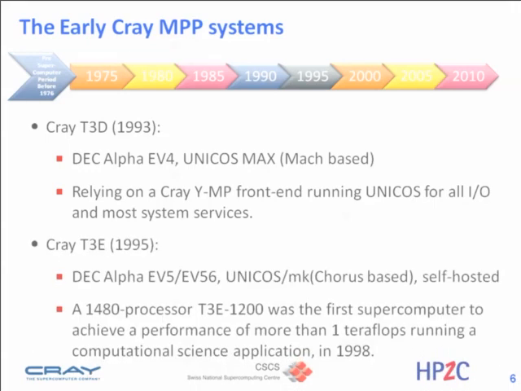Two years later, we proposed the T3E, which was using an improved version of the processor. At this time, the operating system front end was one of these DEC Alpha nodes, and there was a different microkernel operating system, Chorus-based, running on the Alpha component. And actually, one of these machines was the first supercomputer to achieve 1 teraflop on a real application.